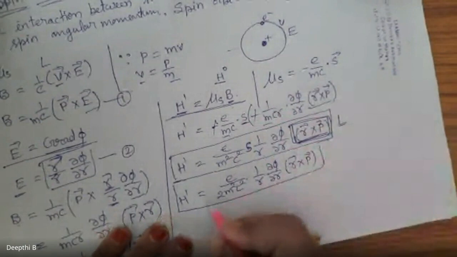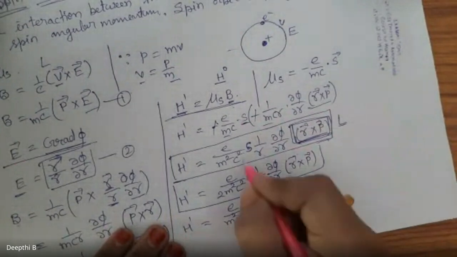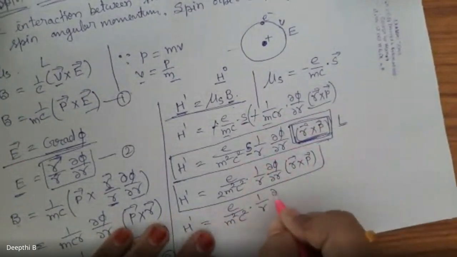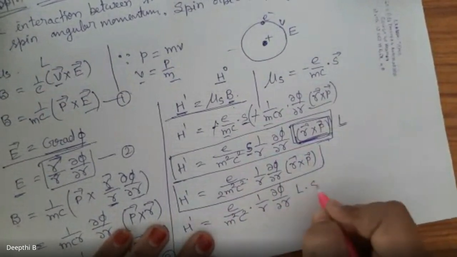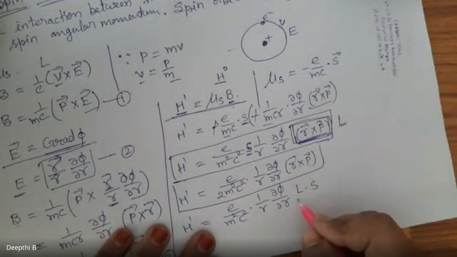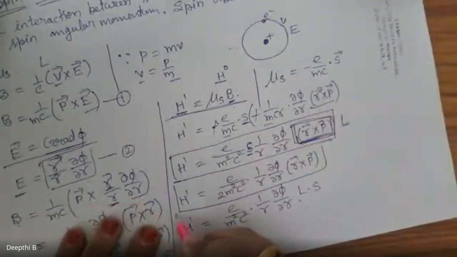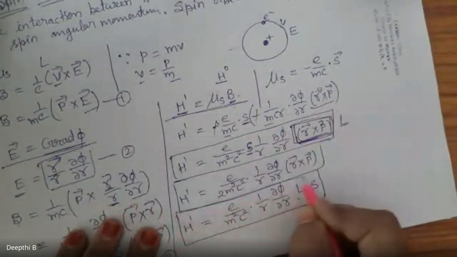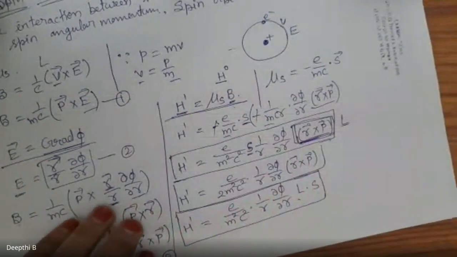So in the last, what we can write is E by m square c square into S and L. So we can write 1 by r dou phi by dou r into L into S. It is LS coupling, so I am writing L and S; you can write S and L, anything. So this is your main formula. r cross p is denoted by capital L, the orbital angular momentum. Okay, students.